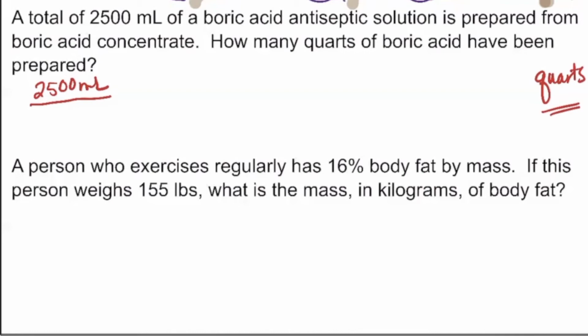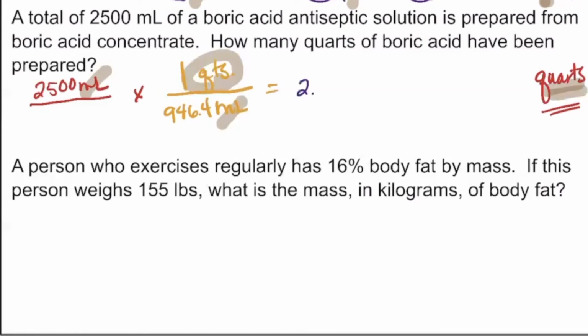And so we go to our handy little sheet again, and we see that for every 1 quart, there is 946.4 milliliters. And so I hope you see that we want milliliters on the bottom, which is 946.4, and we want quarts on the top, and that is 1. Milliliters cancel, and we have quarts, and that's what we want. So we simply do the math. 2,500 divided by 946.4.